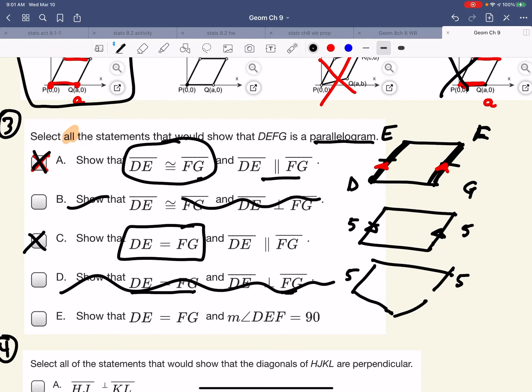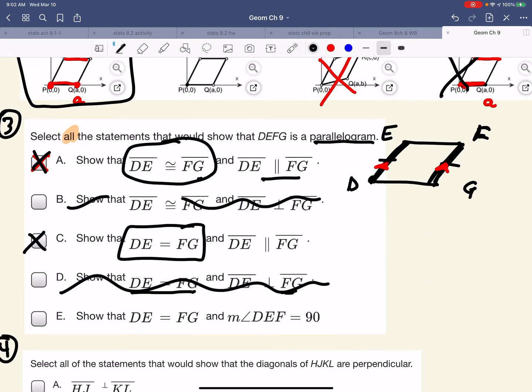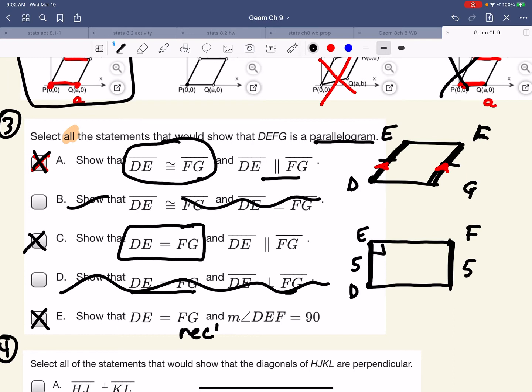Last one, let's say you took DE and made that equal to FG, but you made angle DEF 90. So I'm going to have to redraw that. Make angle DEF 90. And I forced this length, DE, to be equal to that length. That's going to give me a parallelogram. Remember on my family tree, it's giving me a rectangle, and a rectangle is a parallelogram.